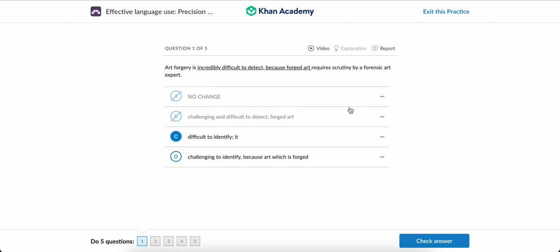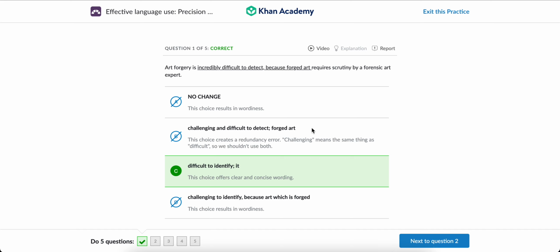And last, all these answer choices mention some sort of forgery, and we don't really need to talk about this because the excerpt is already implying that they're talking about art forgery. So C should be correct.